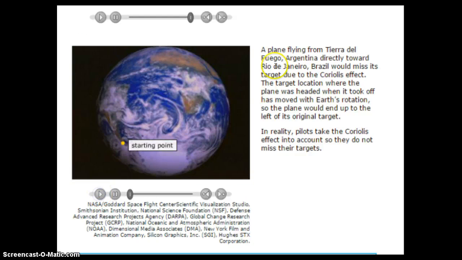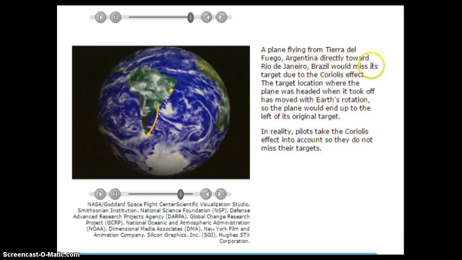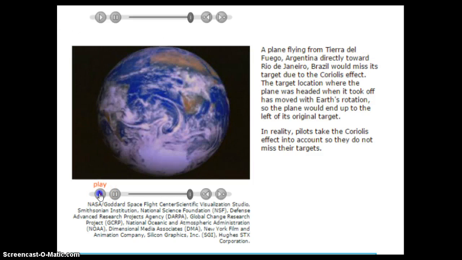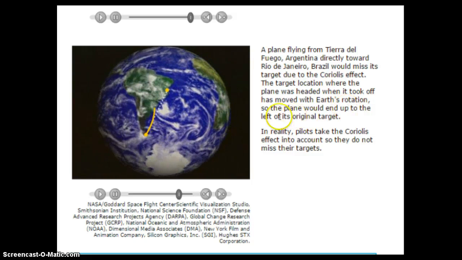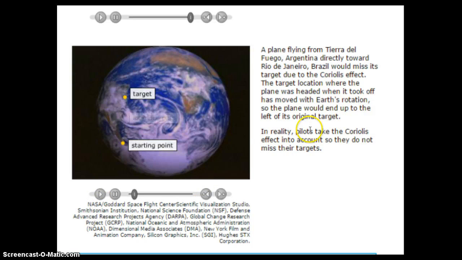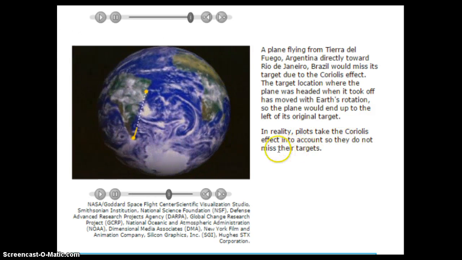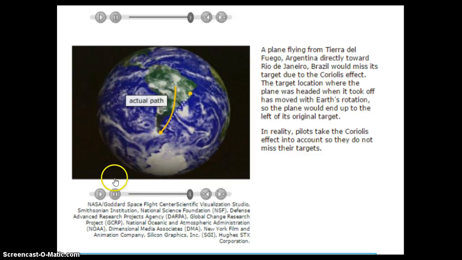Here I have an example of the southern hemisphere: a plane flying from a city in Argentina directly toward Rio de Janeiro in Brazil would miss its target due to the Coriolis effect. The target location where the plane was headed when it took off has moved with the Earth's rotation, so the plane would end up to the left of its original target. In reality, pilots take into account the Coriolis effect, so they do not miss their targets. In the southern hemisphere, everything is deflected left, and in the northern hemisphere, to the right.